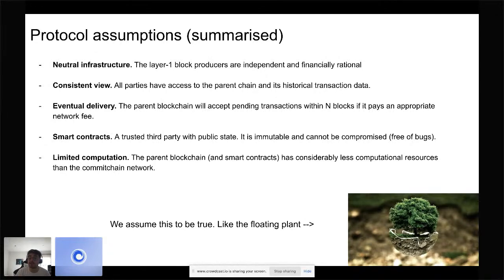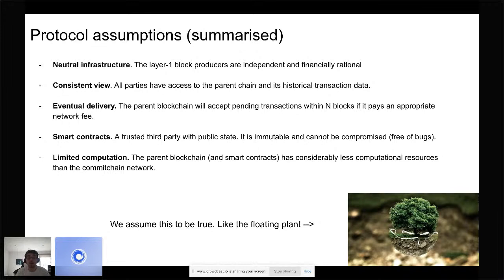What we assume is that there's a consistent view. So every single party has access to Ethereum and has access to all transactions on Ethereum. So Ethereum is like this bulletin board. Everyone can look at the bulletin board and have a consistent view of the same data. That's what we assume. We assume there's eventual delivery. So if a user wants to send a transaction to Ethereum, as long as the user pays a reasonable or an appropriate network fee, that transaction will always be mined within n blocks. So basically, if I want to send a transaction to Ethereum, I can always do that and no one can stop me.